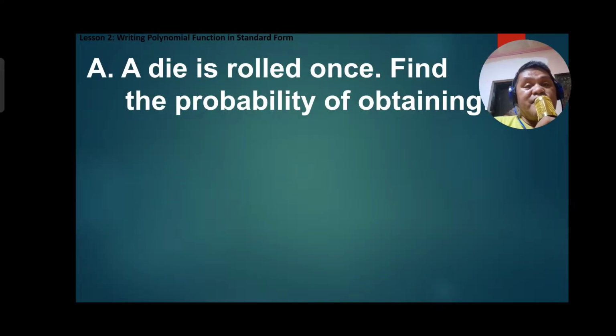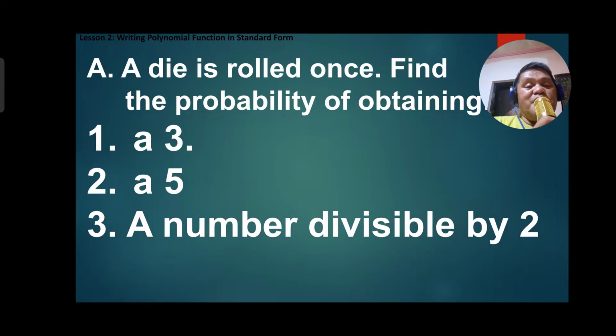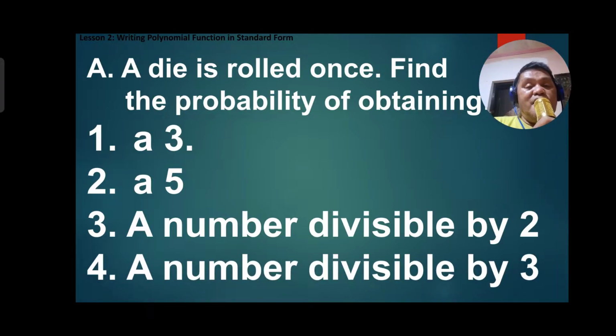We'll go directly to What's More. We have problem letter A. A die is rolled once. Find the probability of obtaining: number 1, a 3; number 2, a 5; number 3, a number divisible by 2; and number 4, a number divisible by 3.